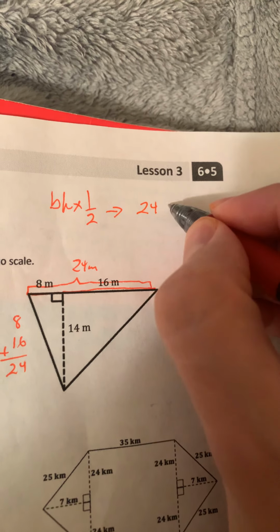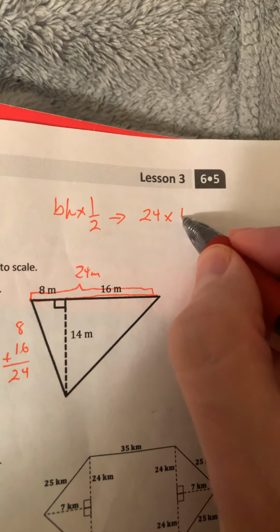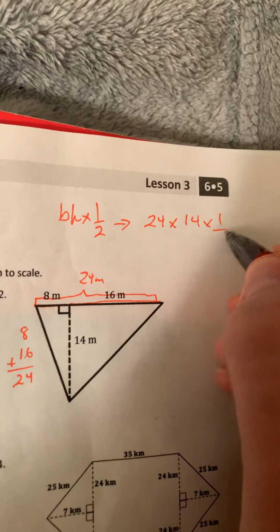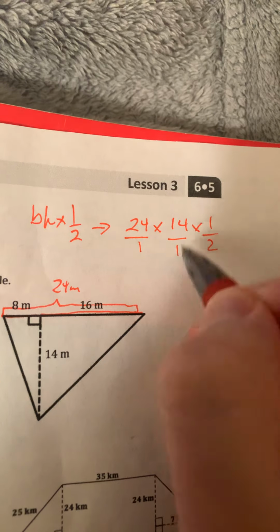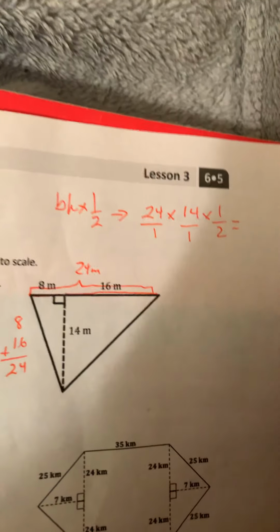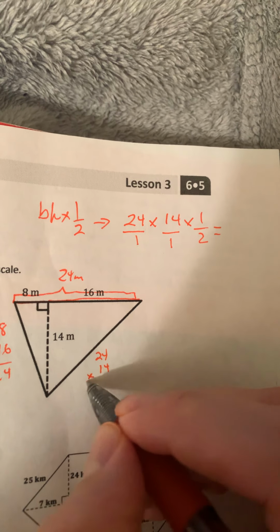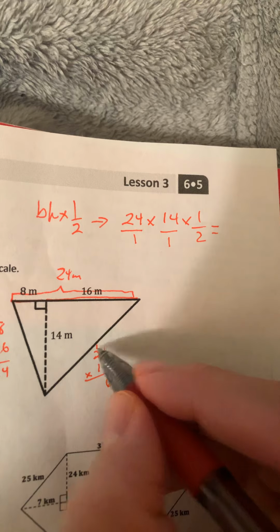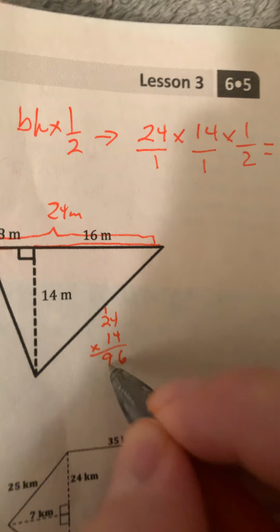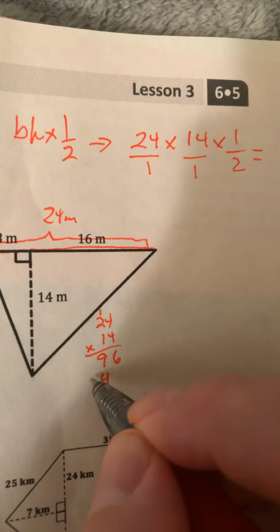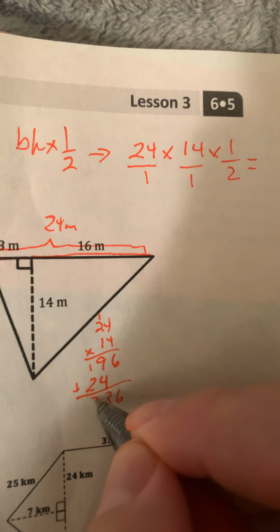Okay, so I'm gonna continue right here. My base is 24 times my height, which is this one, 14, times 1/2. Okay, next step is I'm gonna create these into fractions so I can multiply going across. Okay, and 24 times 14: 4 times 4 is 16, carry the 1. 4 times 2 is 8 plus 1 is 9. 4 times 1 is 4. 2 times 1 is 2. That's 336.